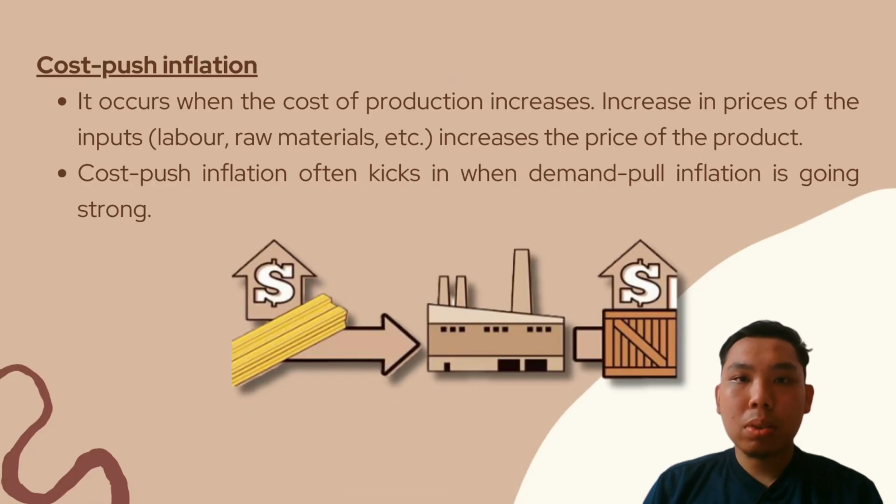The second one is cost-push inflation. It occurs when the cost of production increases. An increase in the price of the inputs increases the price of the product. Cost-push inflation often kicks in when demand-pull inflation is going strong.